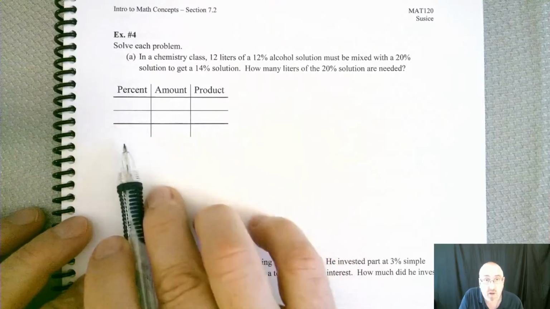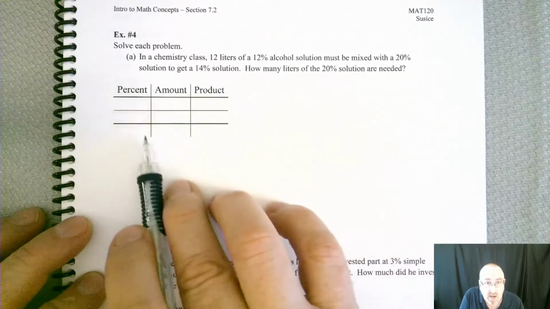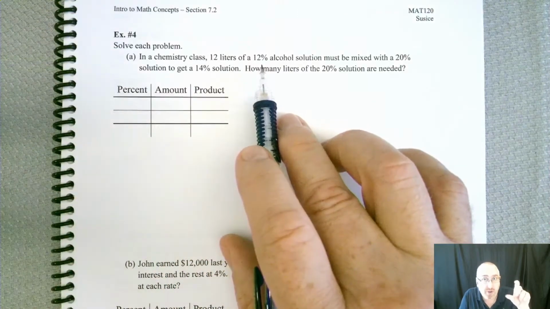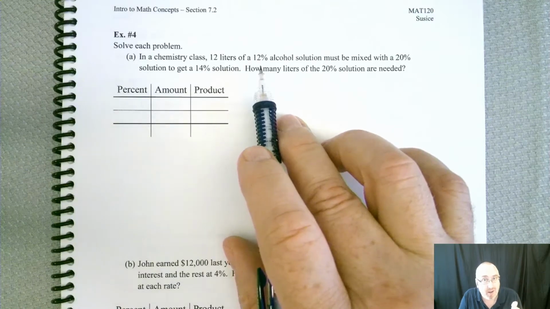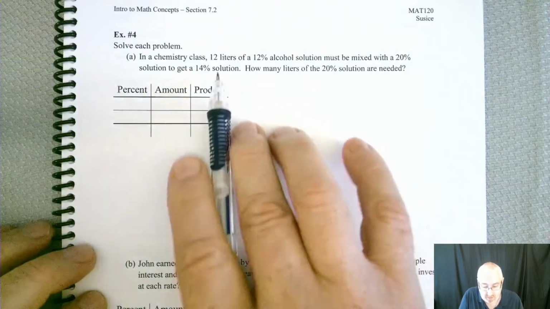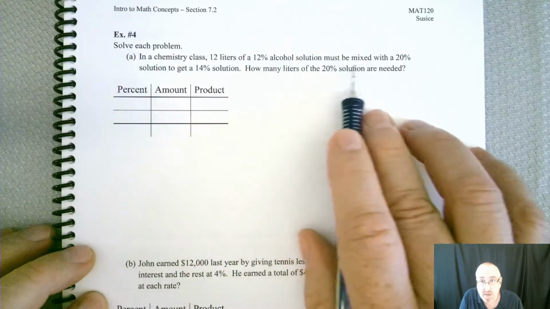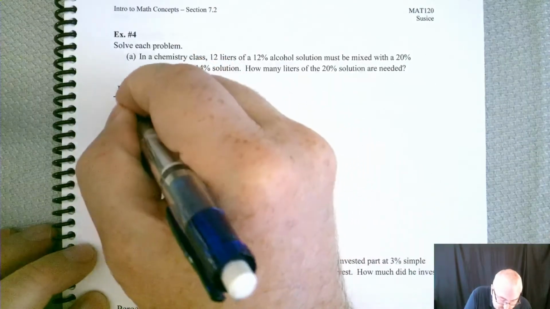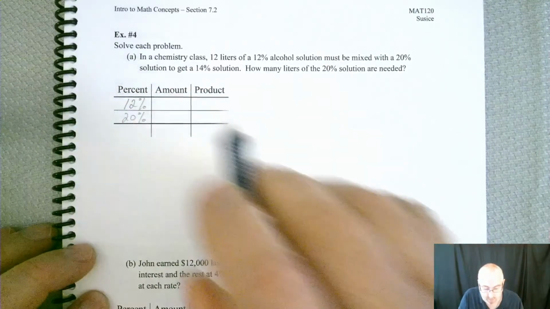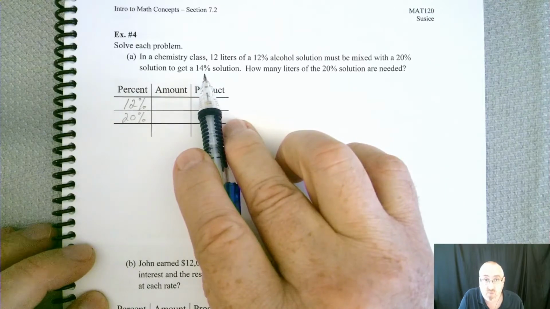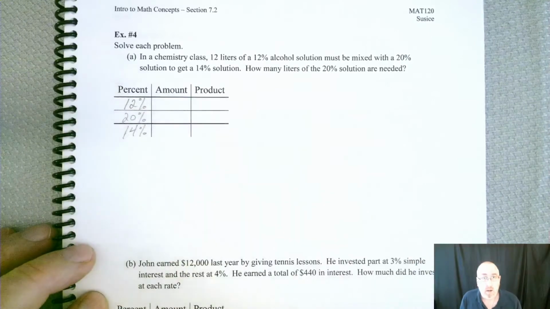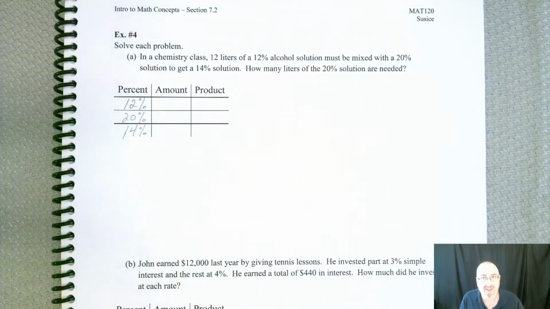So the first column is all your percentages. You can kind of see that we have a darker line here, and that's for a reason, because there's two things that are usually getting mixed together to yield the third thing. So what percentages are being mixed together? We got a 12% solution here, and it's mixed with a 20%. So let's write the 12% in the first one and the 20% in the second one. Now, the third one we're getting is 14%, so that's on the other side of the line. All right, we're a third of the way done.